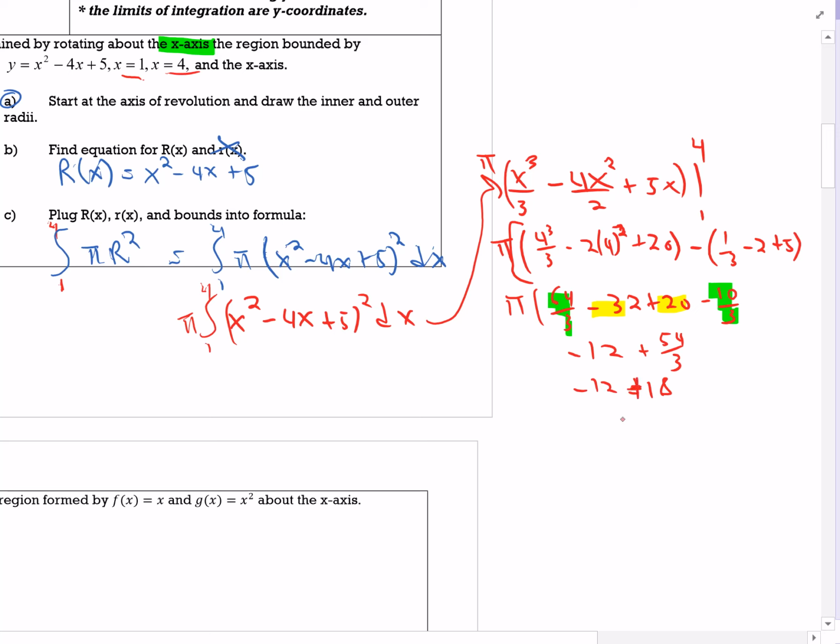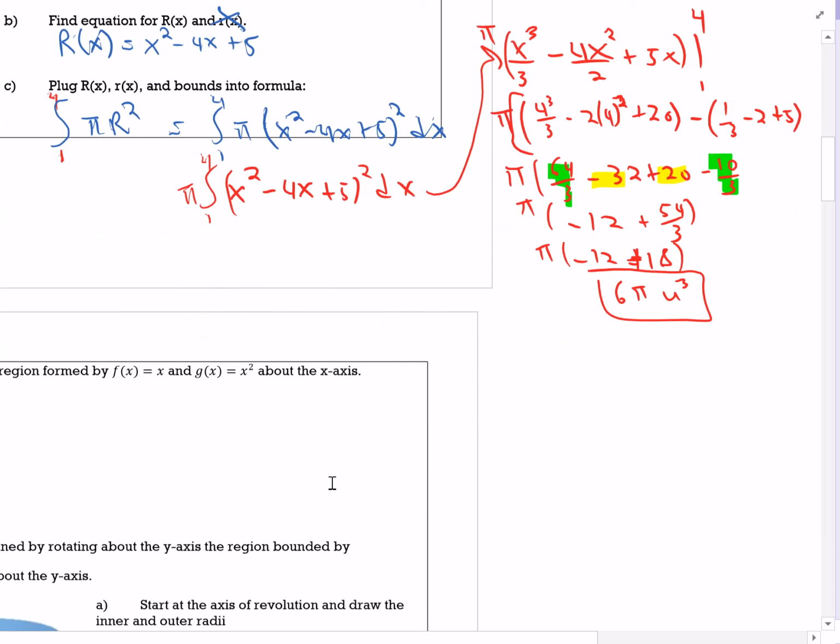So it's going to be 12 plus 18, which is 6. And then this whole thing has to be, remember, there's a pi on the outside the whole time. This whole thing has to be multiplied by pi. And the units on this are cubic units because it's volume, right? So we're getting 6 pi units squared for the volume of that one.